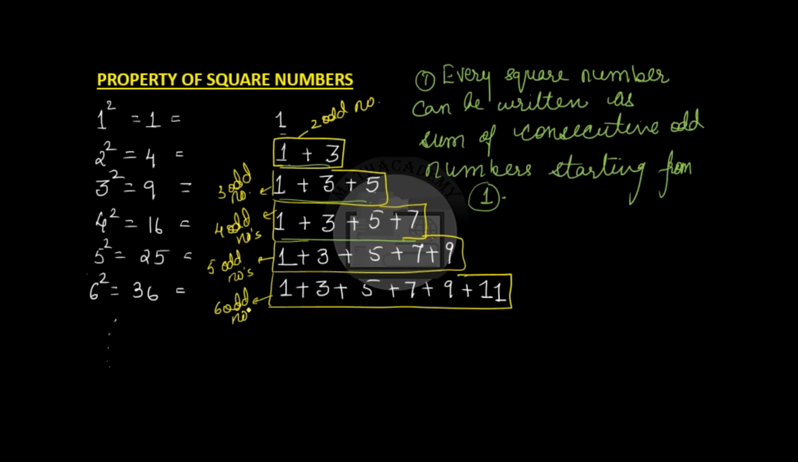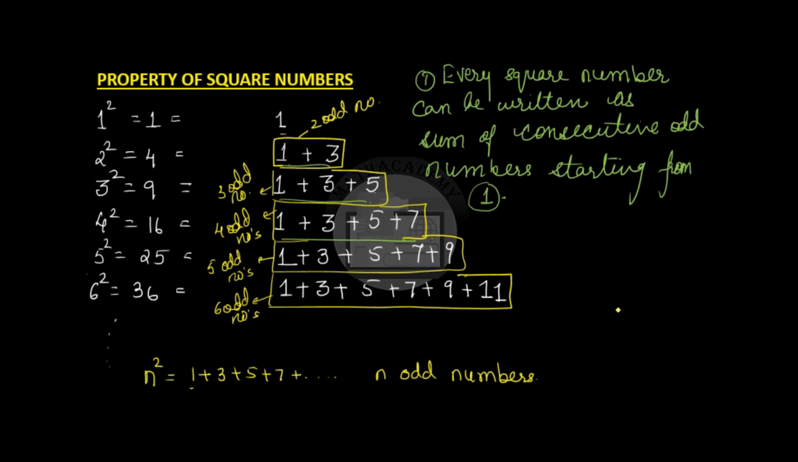So we see a pattern here, correct? If we have a number n and we try to square it, then it will be 1 plus 3 plus 5 plus 7 and so on, till n odd numbers. We will be adding n consecutive odd numbers, starting with 1.